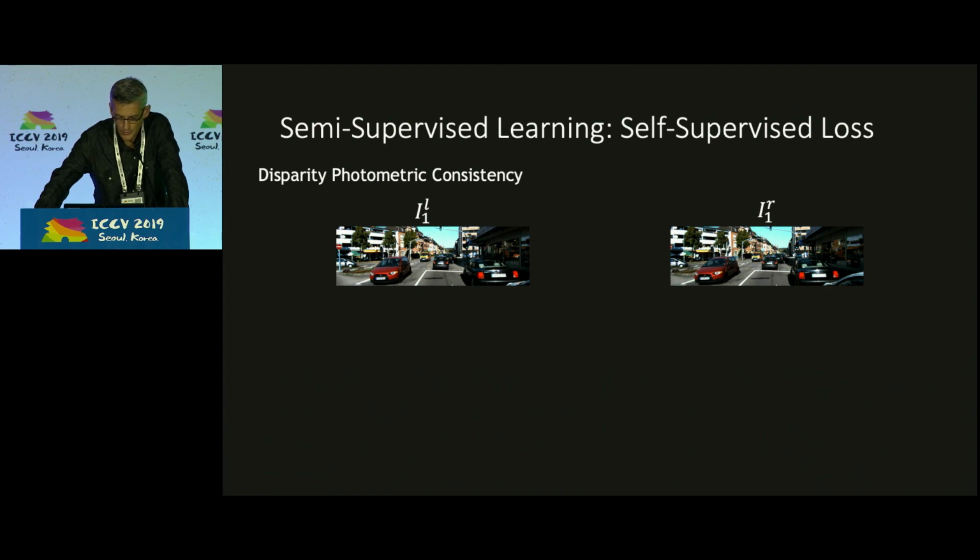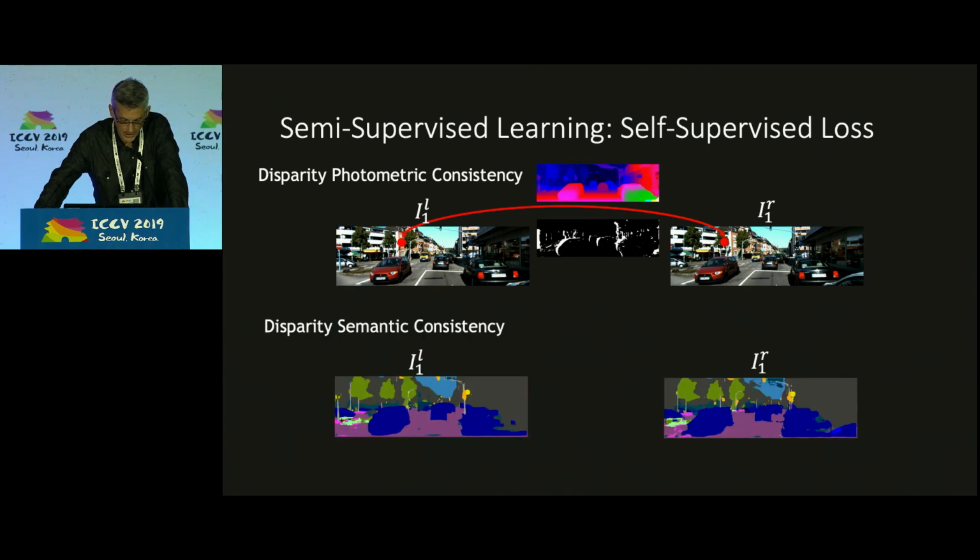To do this, we introduce a self-supervised loss. For example, if we don't have disparity ground truth, we can use photometric consistency to check whether a disparity is approximately correct by using our computed disparities and their photometric consistency. We can also do this for semantic consistency by comparing the outputs of our semantic segmentation. And note that our occlusion estimates are used to eliminate certain pixels from the loss function when they have been occluded.